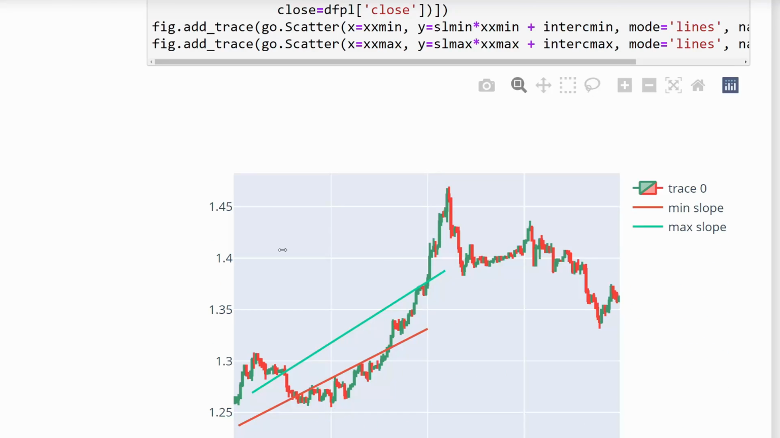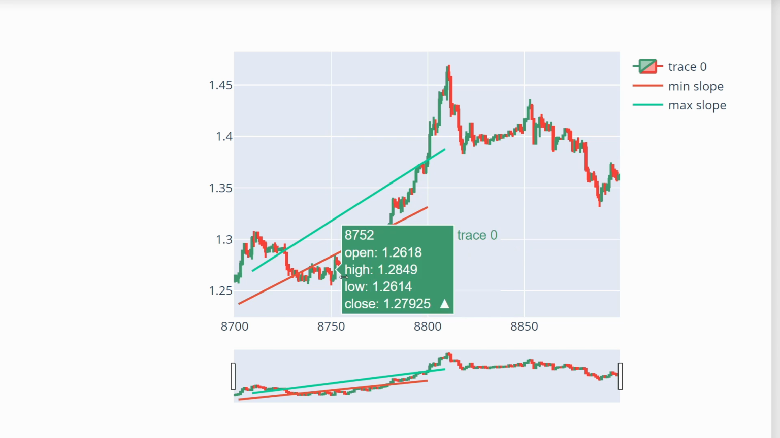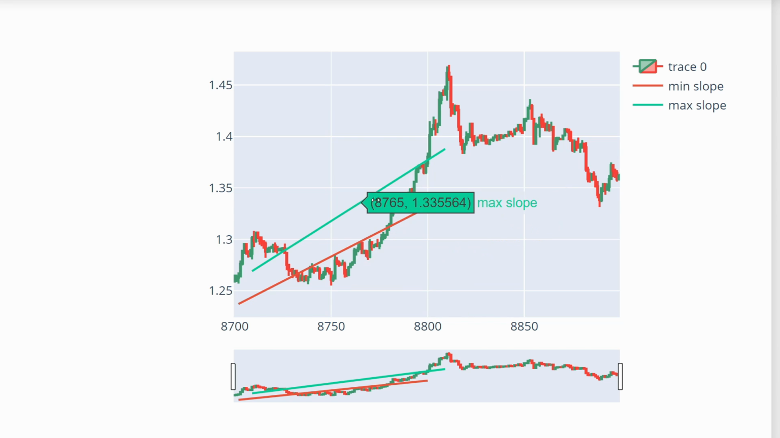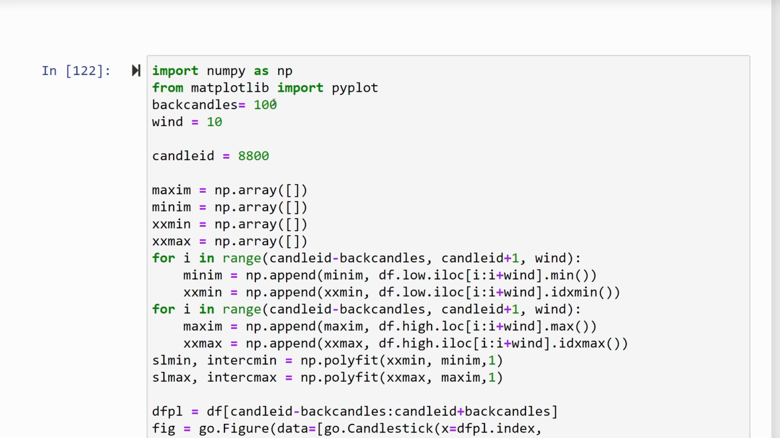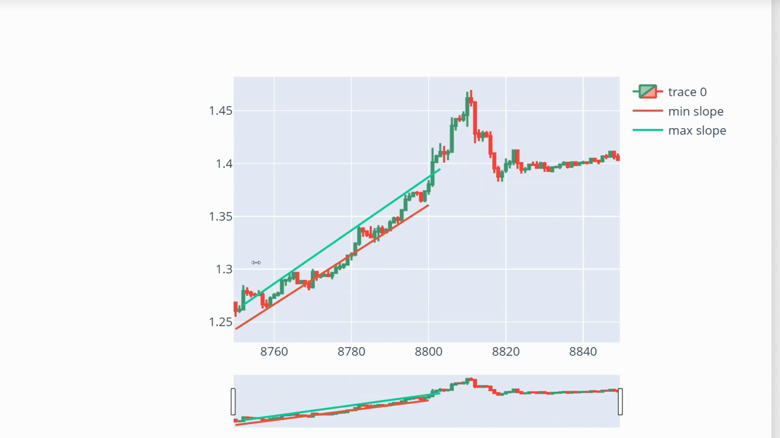And if we run this, we get something like this. As you can see, we are not really fitting the prices into a channel, but we have a correct fit somehow. We have minimums that are fit into a slope, and the maximums are also fit into a slope. The problem here is that we are trying to fit too many candles at once. So if I try to decrease this number, which is 100 here, let's say, let's take 50, and the window I'm going to take 5. And if we run this again, we have a better result, as you can see.